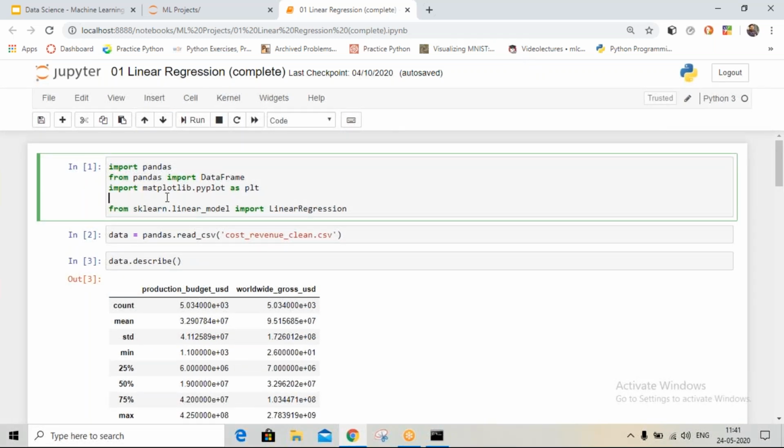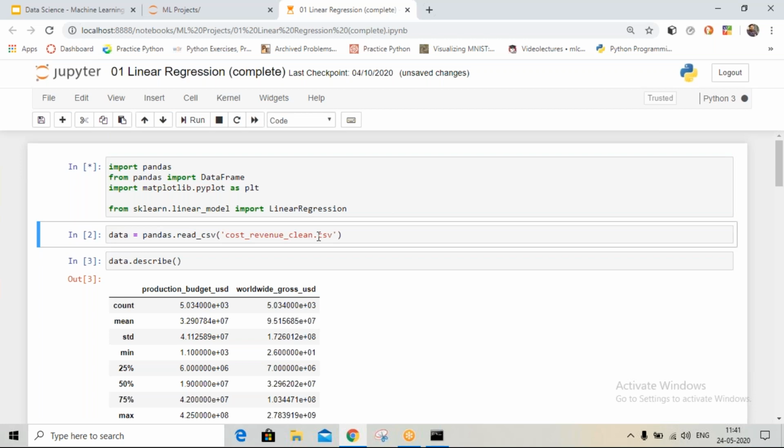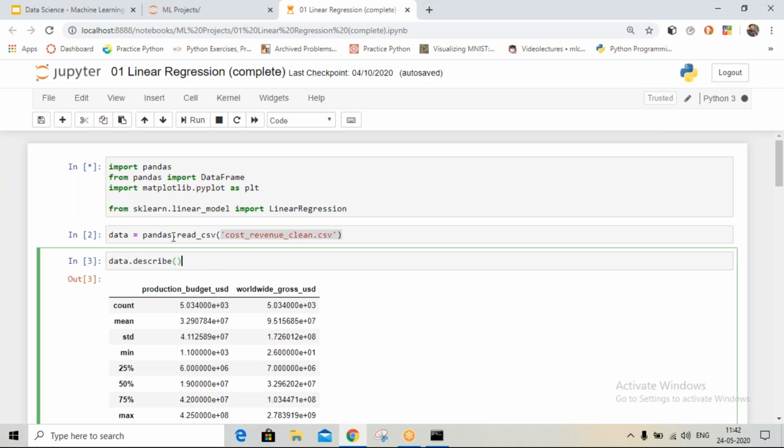Okay, let me show you an example of linear regression, how I have solved this business problem. In this business problem, what exactly I'm trying to do is, given the production budget, I am trying to predict the worldwide gross. So I have collected the data for the movies' budgets from different resources, and I have put it in a CSV file. And this is what my CSV file looks like, as you can see.